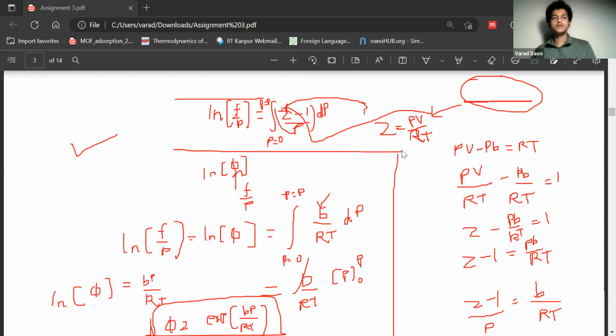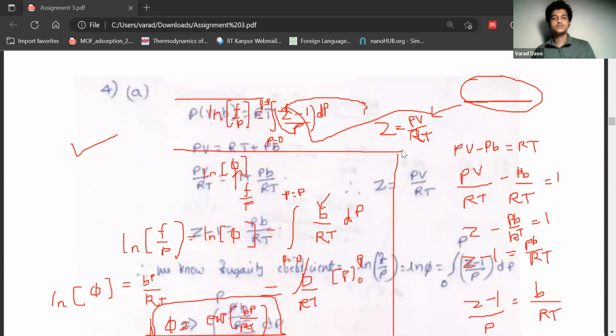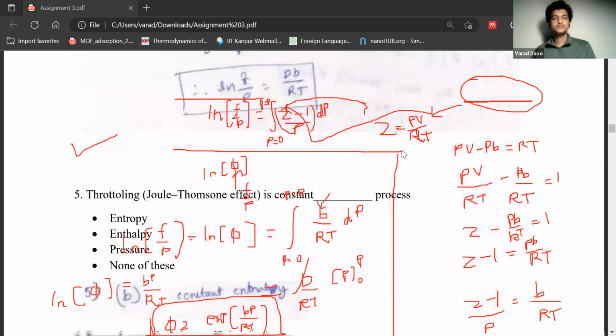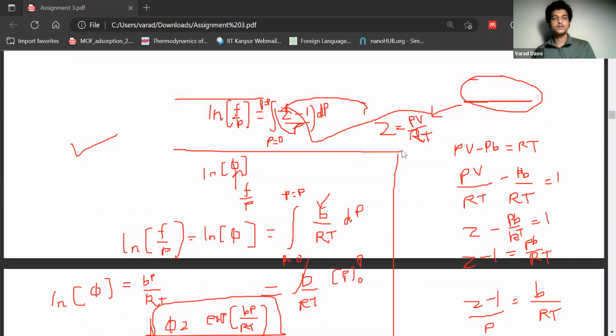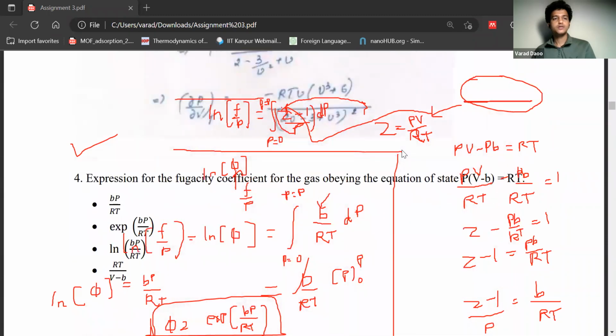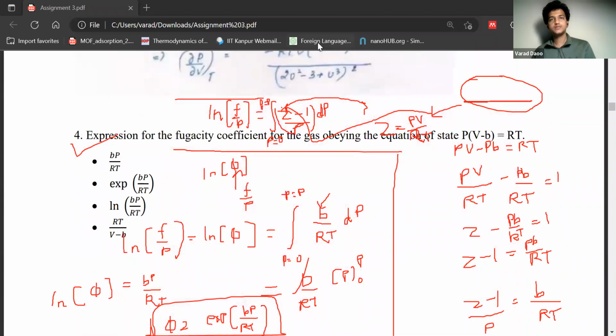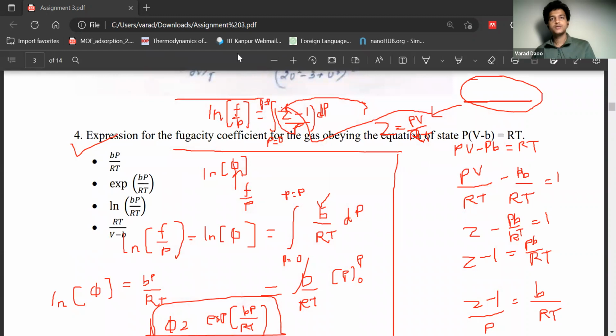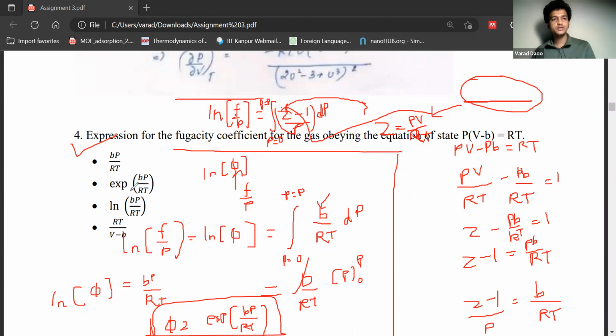So I hope the question is clear. Oh, sorry. Okay, so I have also made the mistake. So remember, don't make this mistake. The answer is not this. The answer is this because of the fugacity coefficient, ln of pi. This is what we are asked.